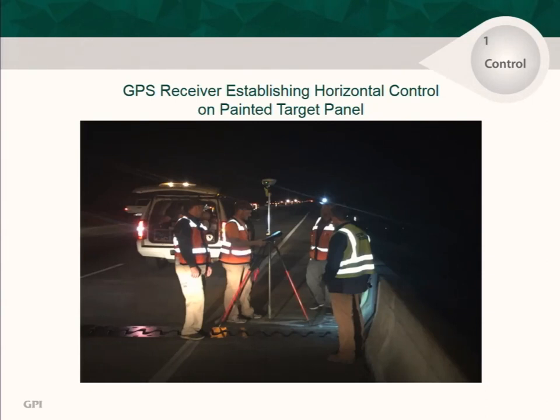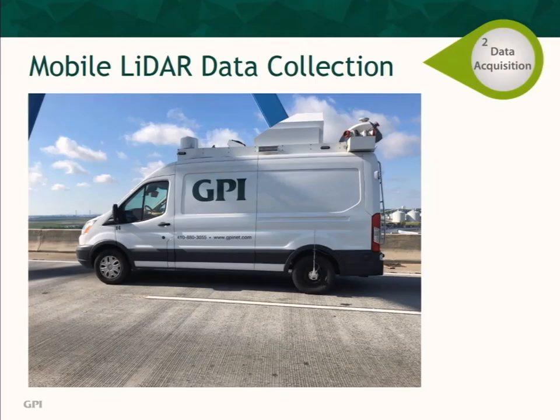So you GPS these control monuments or control targets, and then you establish your XYZ coordinate. Later on we'll see how these coordinates become valuable and how you tie them to the point cloud. So we set the control, it got observed, and we have XYZ coordinates on all of these panels. It's time to collect the data.